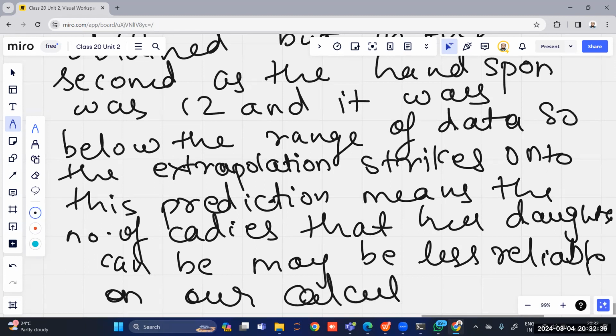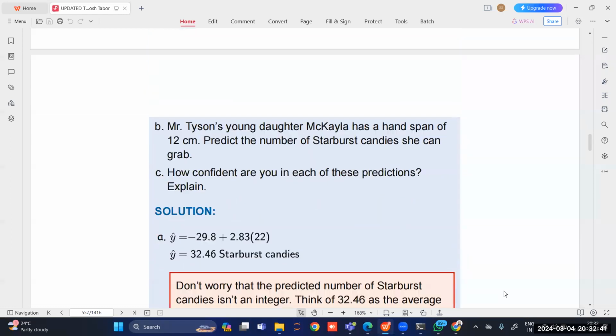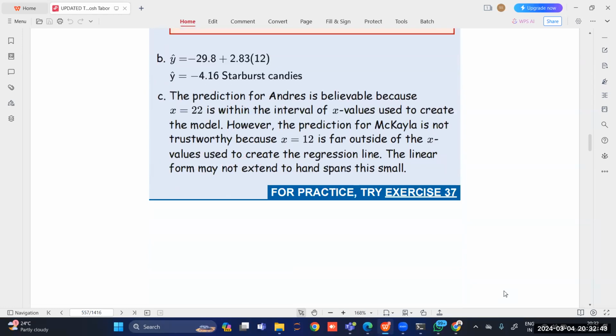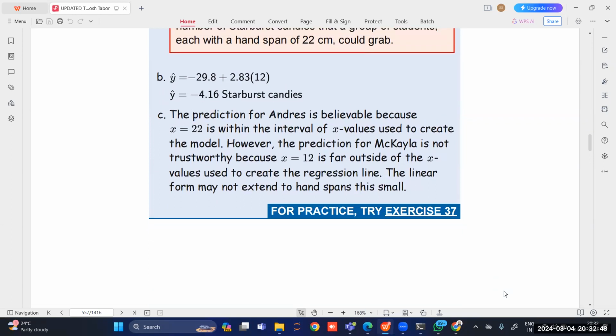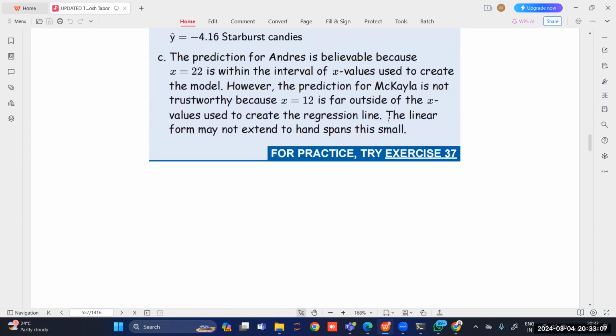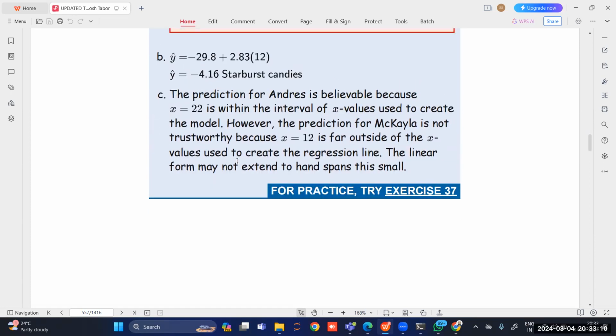Yes, this is how you have to write the reasoning. Reasoning can be different depending on the language and the sense of writing and reasoning. In your case, it will be more explainable. So see how he has written. I got negative 4.16 as well. Correct, that's good. So you can see minus 4.16. Can the number of candies she can hold be negative? No, so it's the wrong value. So this is how the linear form may not extend to a hand span that is so small.